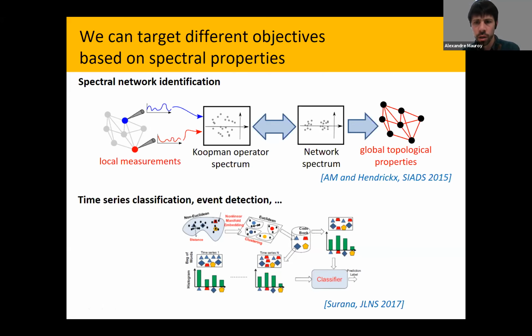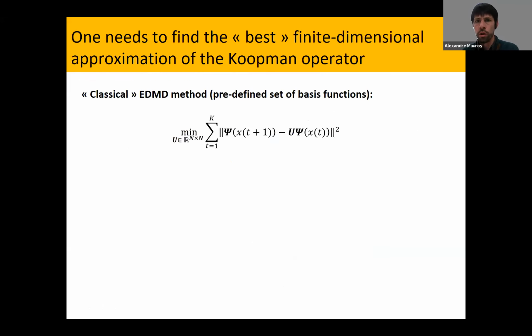And so here the idea is to obtain a good, and I would say the best, finite dimensional approximation of the operator, such that we can expect that the spectral properties that we have computed are accurate.